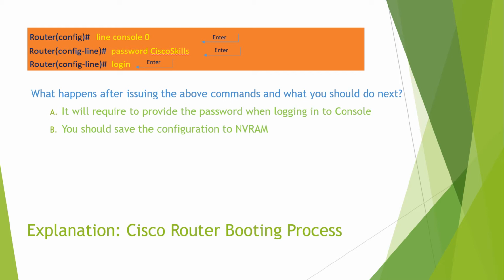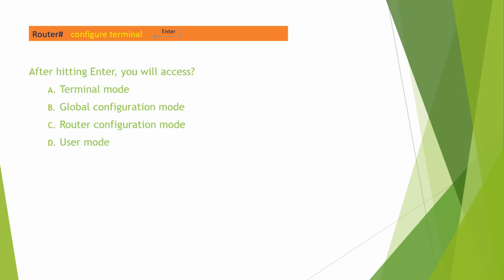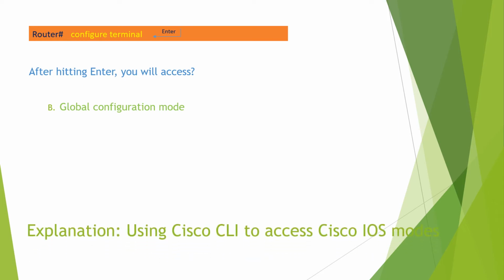Cisco's router booting process. The question reads, after hitting enter, you will access. So you are in the privilege mode. After you issue the command configure terminal and hit enter, it will bring you to the global configuration mode. So the answer for this question is B. You can find the detailed explanation for this question in the video.